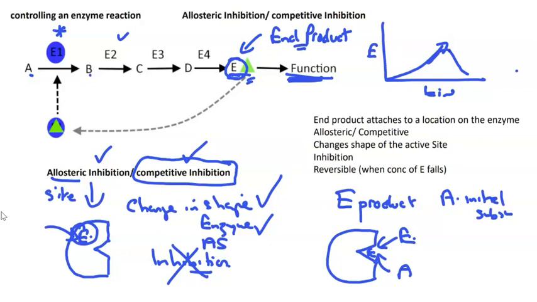The concentration of E will fall because it's being used up in its function, and so now A has the competitive advantage of being more of them than E, and it outcompetes E for the active site, and the pathway switches back on once more. Both examples are reversible inhibition.